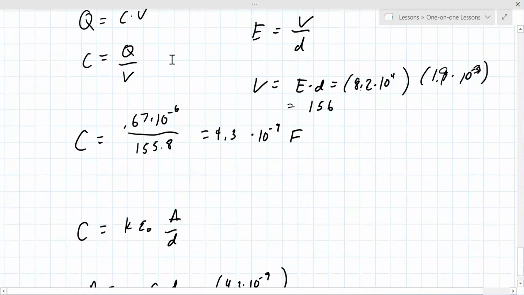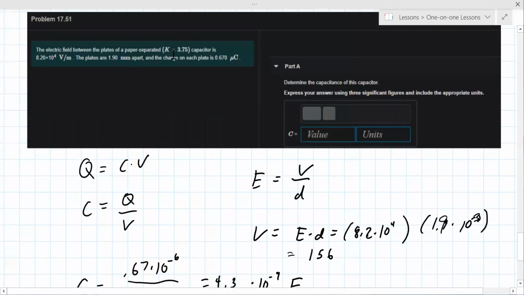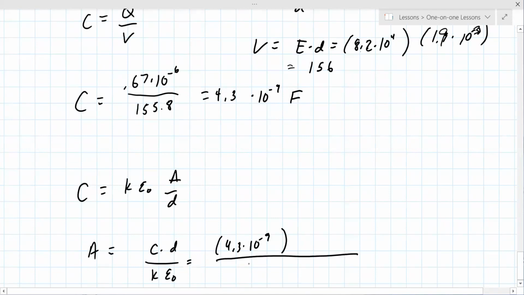1.9. Doesn't seem right. I'm trying it out. So which one was it again? We're using 4.3 again, it's that number we just found for part A. That's the value of C. K is a known value, it's the one that's given, the 3.75, and epsilon naught is 8.85 times 10 to the minus 12.